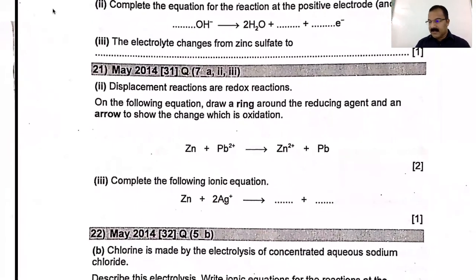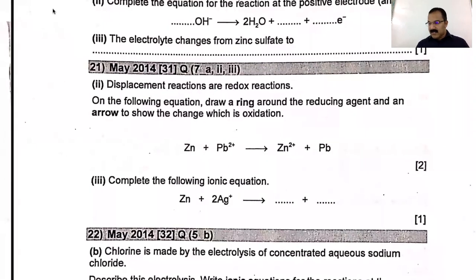Displacement reactions are redox reactions. On the following equation, draw a ring around the reducing agent and an arrow to show the change, which is oxidation. Which is oxidation? Isn't it this oxidation? So we should not draw the ring. Ring is only on one thing. Yeah, this is oxidation. So this is the reducing agent. They're asking, draw a ring around the reducing agent. So the ring is here. Yeah. Initially, what we said was correct. The ring is on zinc because that's a reducing agent which removes electrons. So it provides electrons for Pb2+ to undergo reduction.